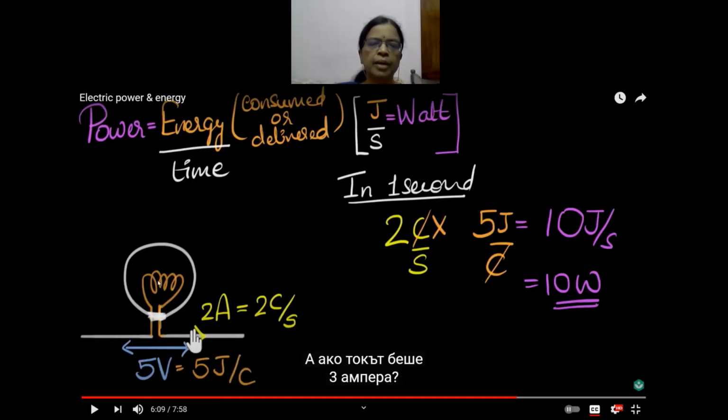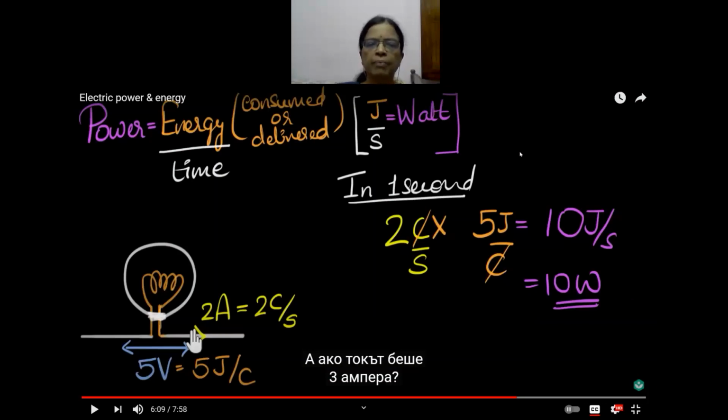So 2 coulomb will consume how much energy? 10 joules per second. Per second we are calculating 10 joules per second, and joule per second is watt. So that is how we got the power of this bulb: 10 watt. I showed that on the bulb it is written 10 watt.